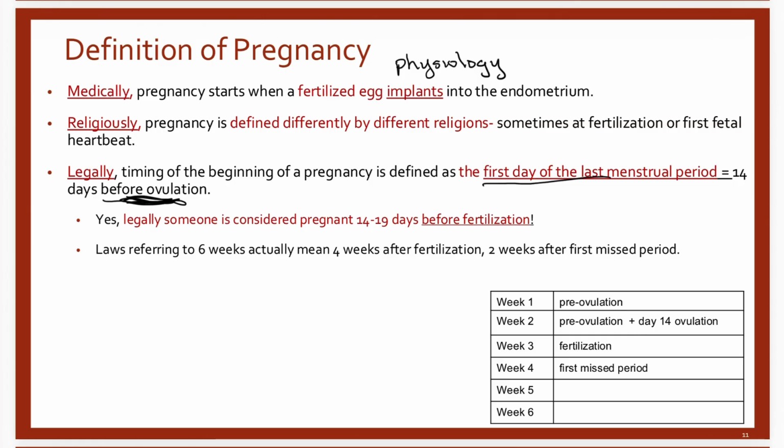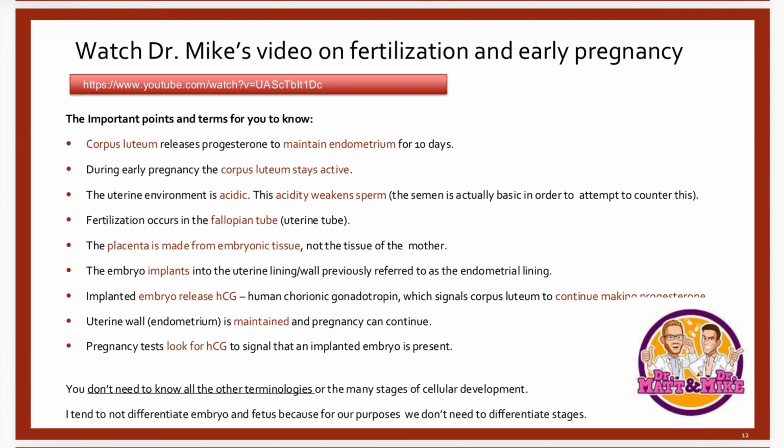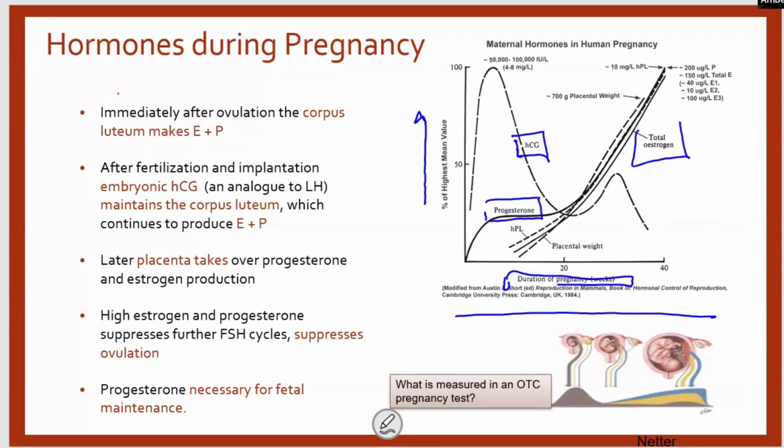So we're going to talk about pregnancy itself. I could talk about fertilization, but honestly, sometimes we just need Dr. Mike. So this is a diagram of pregnancy. Here's the duration of pregnancy by weeks, and here's the amount of the hormones. Here we have HCG, progesterone, and estrogen.